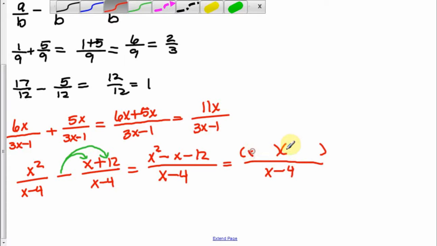x and x. Factors of negative 12 that add to be negative 1 are negative 4 and positive 3, which is exactly what I thought, isn't it? I thought one of them was going to be minus 4. And this is so much fun because that big problem became just x plus 3.